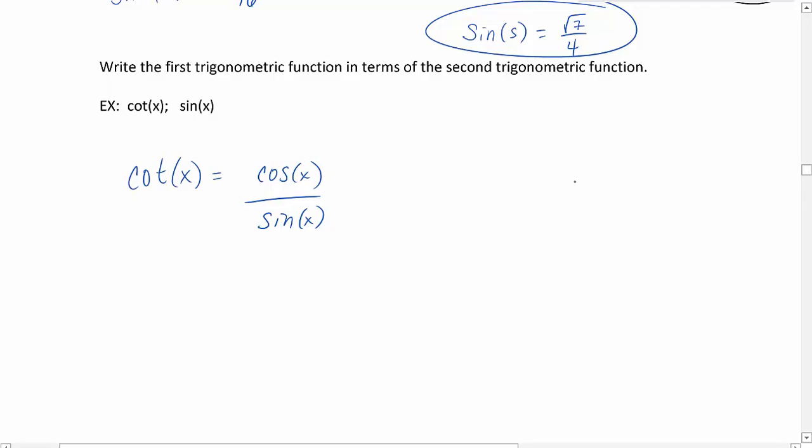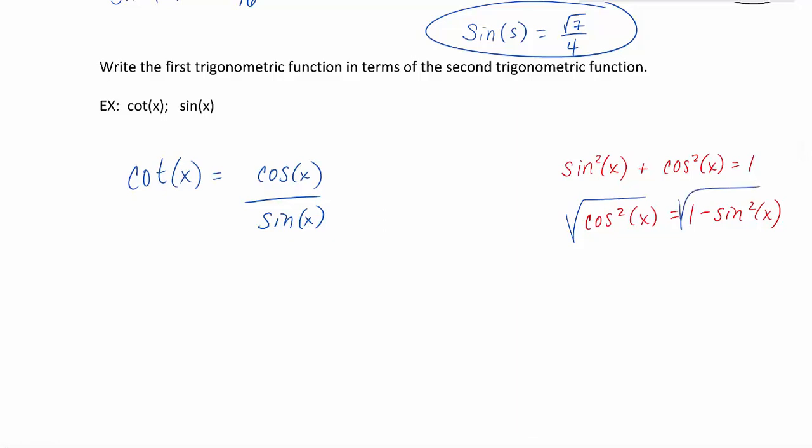This is one of the times where we use our Pythagorean identity. This is very common that we do this. So our Pythagorean identity says sine squared plus cosine squared equals 1. I'm going to solve this equation for cosine. So let's subtract sine squared from both sides. Gives us cosine squared equals 1 minus sine squared. And then I'm going to take the square root of both sides. And we get that cosine of x is equal to the square root of 1 minus sine squared x.